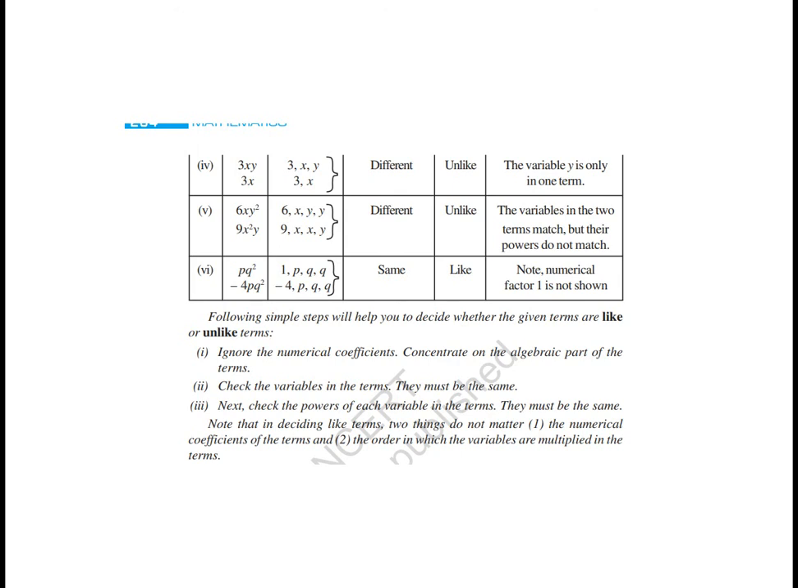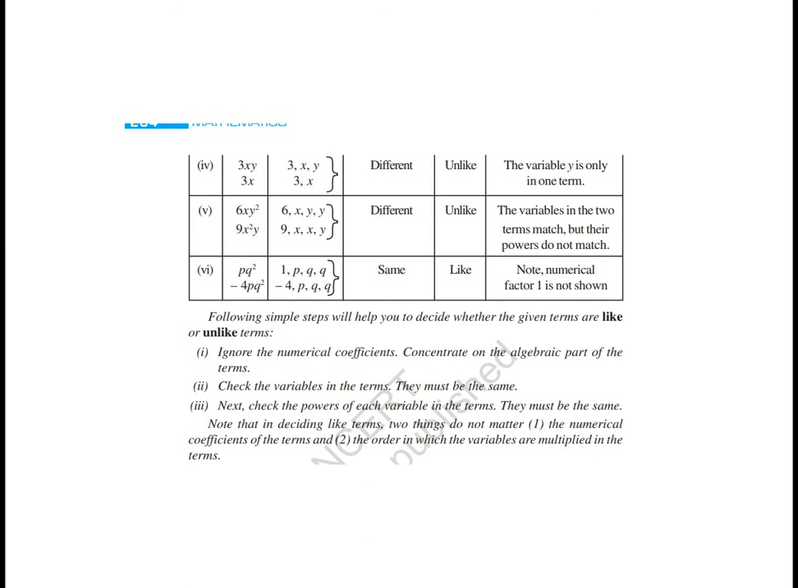Remember these simple steps. Ignore the numerical coefficients. When you are finding out like terms, unlike terms, ignore the numerical coefficients. Concentrate on the algebraic part of the term, that is the variable part of the term. Check the variables, they must be same. Check the power of each variable in the term, they must be same. Always remember the power should also be same.